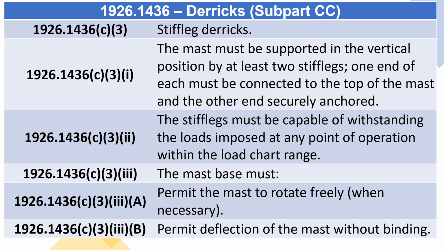1926.1436(c)(3). Stiff leg derricks. 1926.1436(c)(3)(i) and (c)(3)(ii). The mast must be supported in the vertical position by at least two stiff legs. One end of each must be connected to the top of the mast and the other end securely anchored. The stiff legs must be capable of withstanding the loads imposed at any point of operation within the load chart range. The mast base must, 1926.1436(c)(3)(iii)(A) and (B), permit the mast to rotate freely when necessary, and permit deflection of the mast without binding.